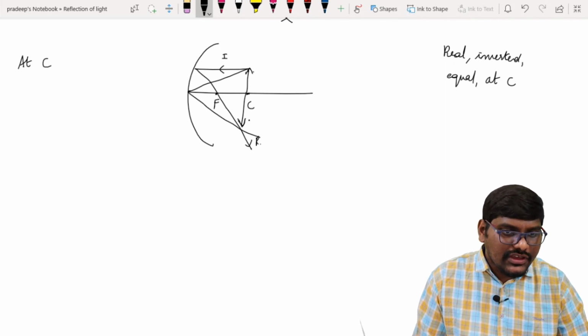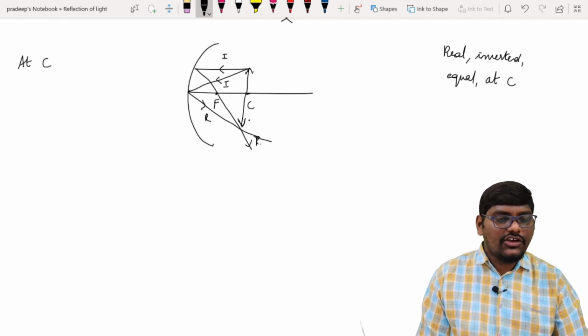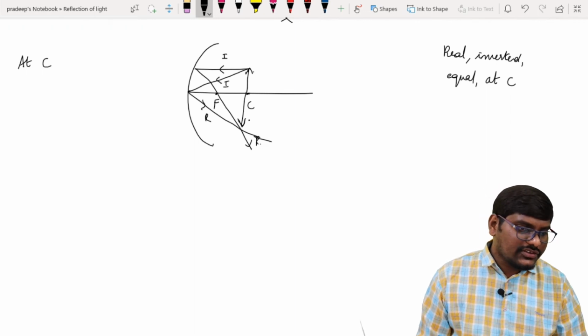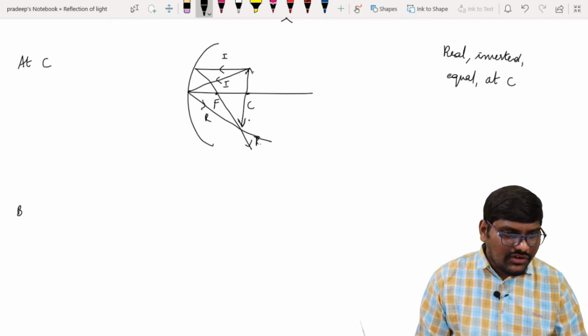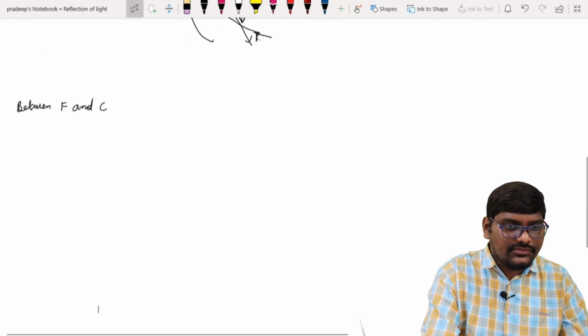So here also if you take the incidence, this is incident and this is reflected. So this is at C. I hope this is very clear. So let's see the next case. The next thing is when the object is between F and C. Okay, so we'll understand that also.